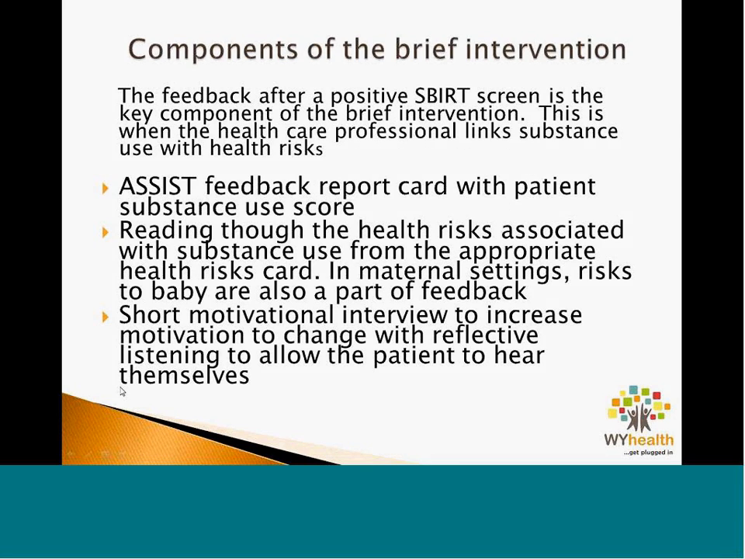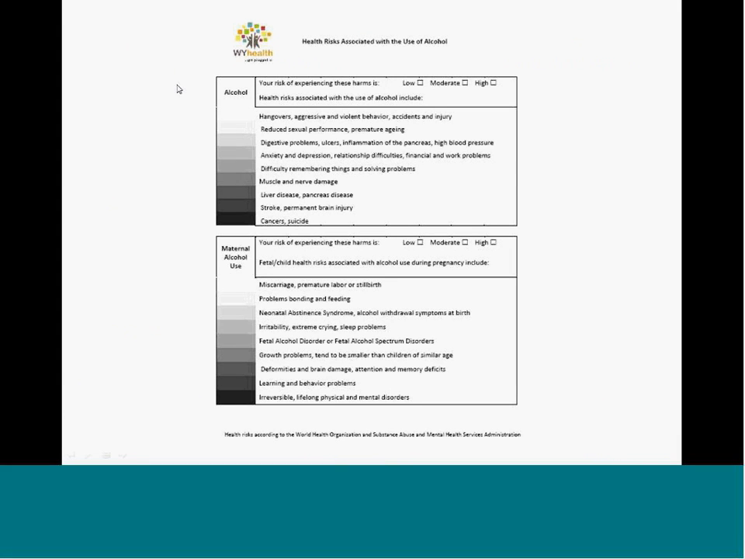So let's include that feedback report card. Also, read through the health risk cards which are associated with the substance the patient tested positive for. In normal settings, there are risks for the baby on these health risk cards as well. The health risk card will look like this. So the patient does screen positive for alcohol. You again hand this health risk card to the patient and read it upside down to them, just as it is on here. Hangovers, aggressive, violent behaviors.